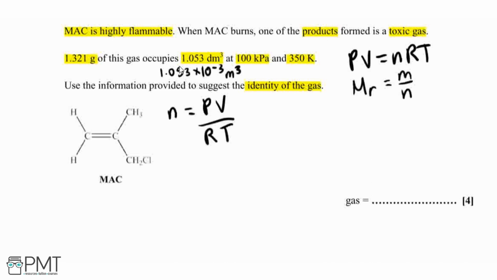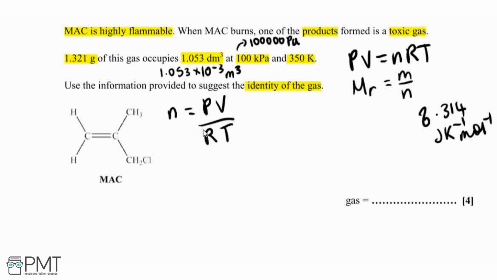And then next we need to convert our pressure into pascals. And to go from kilopascals to pascals, we just multiply by 1,000. So therefore we have 100,000 pascals as our pressure. And our temperature is already in Kelvin, so we don't need to worry about converting that. And the gas constant you can find in your data book, and that is going to be 8.314 joules per Kelvin per mole overall.